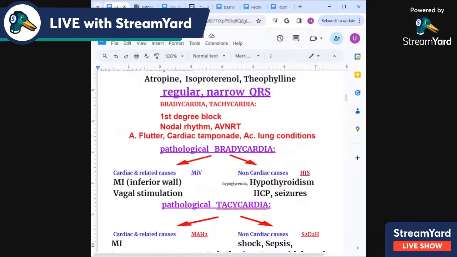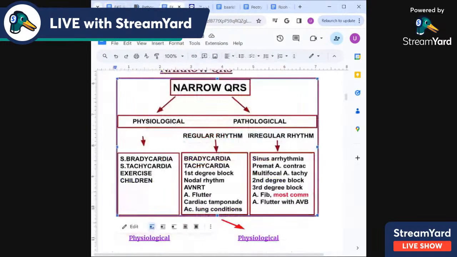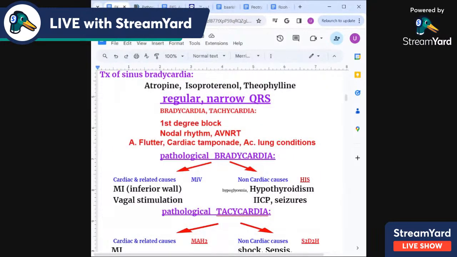Then we go to the next topic here. The irregular rhythm, narrow QRS causes. So we also have bradycardia and tachycardia first here. Let's discuss that. And the other causes, the regular narrow QRS, are first degree heart block, nodal or junctional rhythm, AVNRT, atrioventricular nodal reentrant tachycardia, atrial flutter, cardiac tamponade, and acute lung conditions.